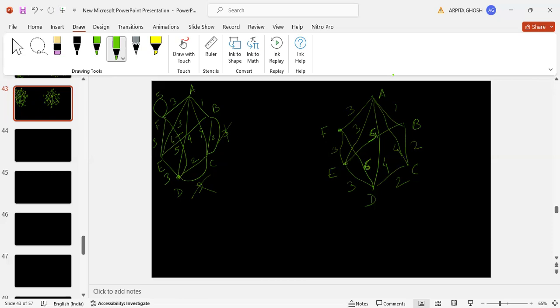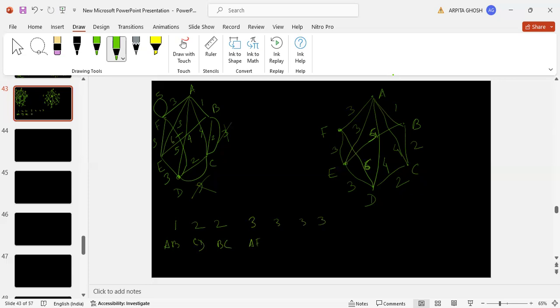We are having less than 2 minutes left, so let us do this one quickly. What are the weights? 1, only one is there. Then 2, there are two 2s. One is for CD, the other one is for BC. Then how many 3s are there? 1, 2, 3, 4. One is for AF, second one is for FE.